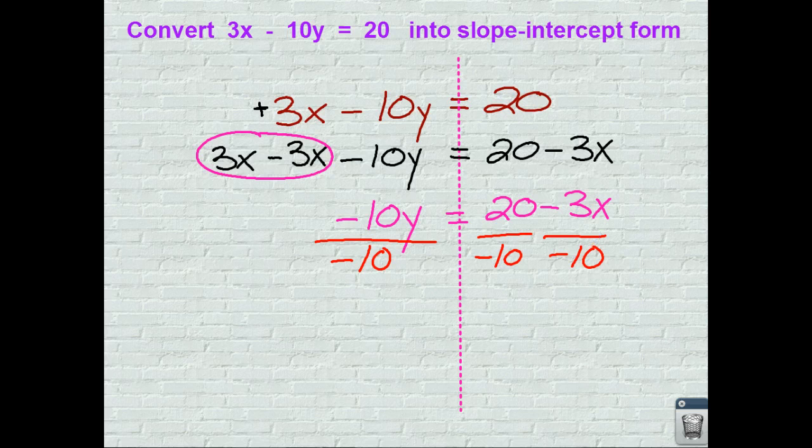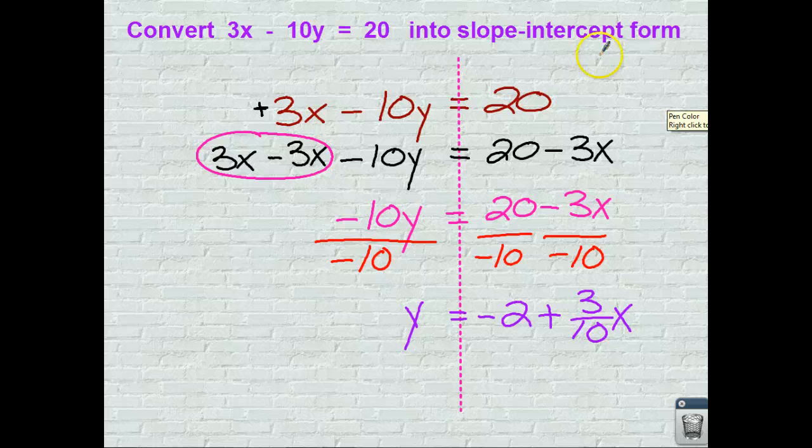Let's simplify that out. Negative divided by a negative is a positive. 10 divided by 10 is 1. So there's our positive y. And then I have 20 divided by negative 10 would be negative 2. And negative divided by a negative is a positive. And if I can reduce this 3/10, I would, but I really can't reduce it, so I keep it as 3/10 x. And now let's check our form.